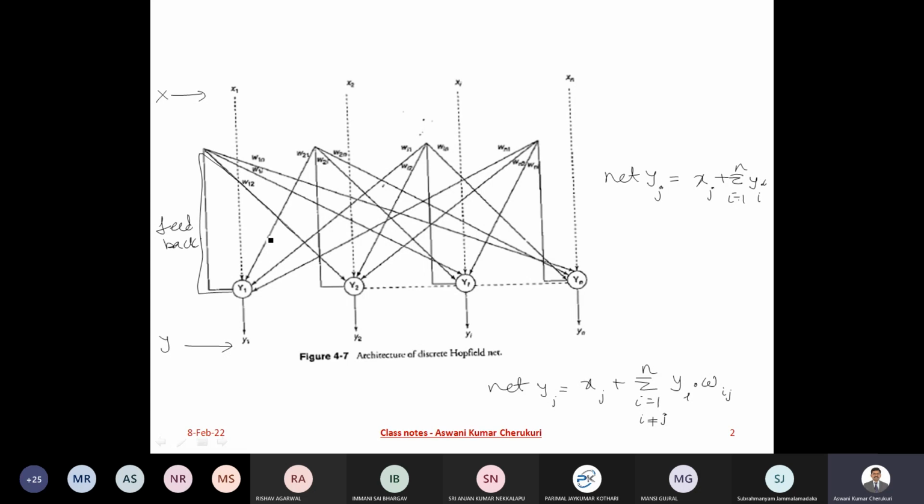So that means, leaving the first iteration, for the next iteration, take an example, you are at the node Y1. What is the net input to that node? It is the X, that means X1, and the remaining nodes, that means Y2, Y3, and so on, Yn. For the remaining nodes, whatever the output and the corresponding connection weights. I hope you guys are able to follow. Any doubts here?